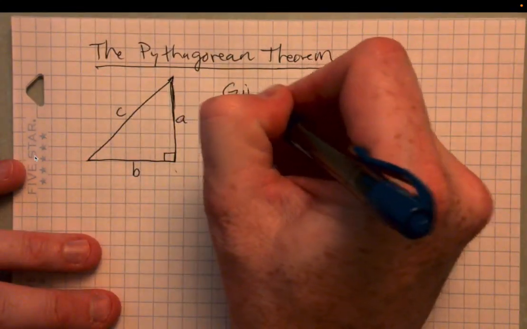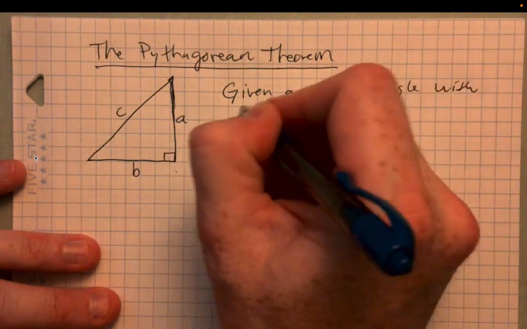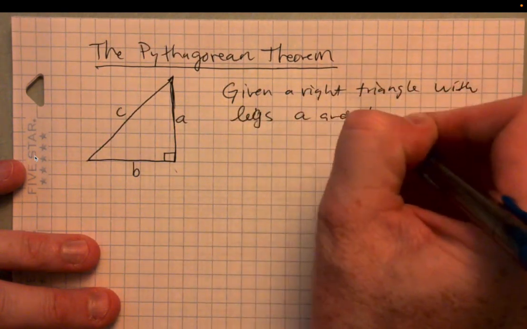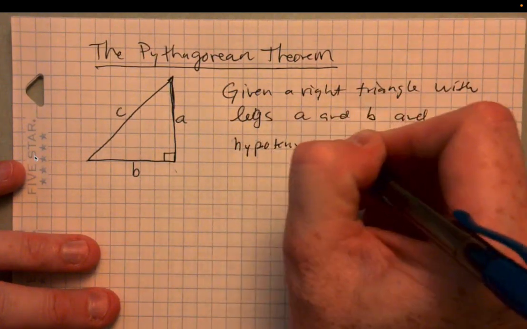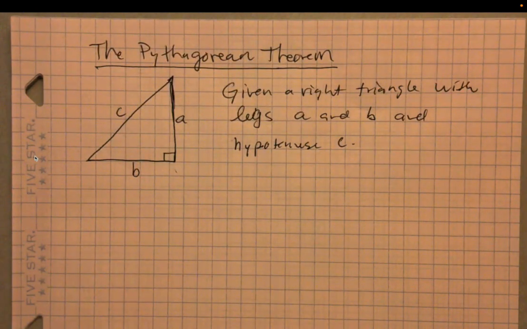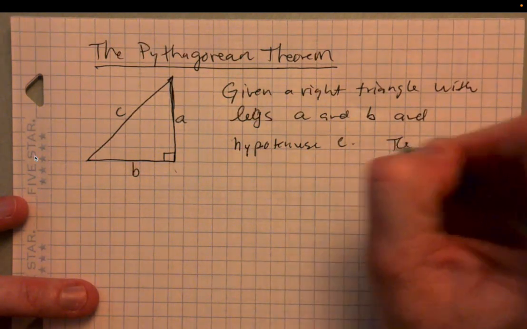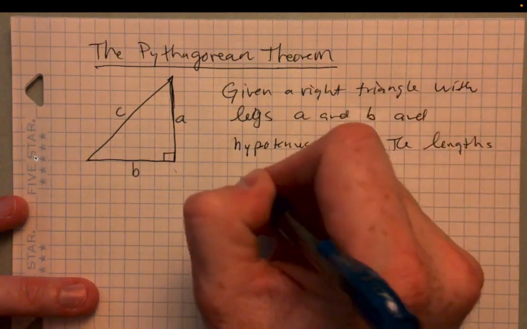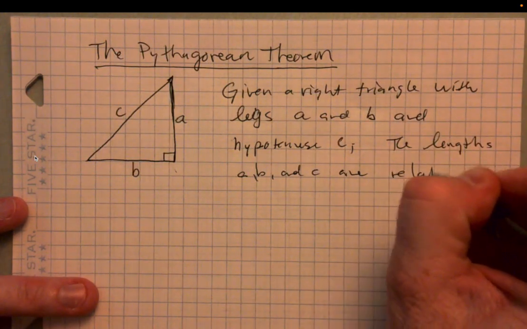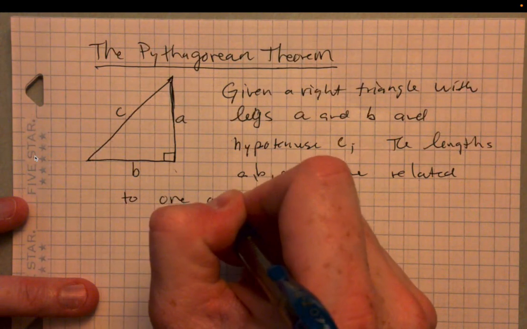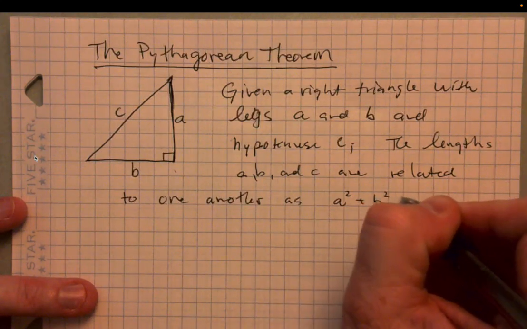Okay, so here's the theorem. Given a right triangle with legs A and B and hypotenuse C, the lengths A, B, and C are related to one another as what? Well, A squared plus B squared equals C squared.